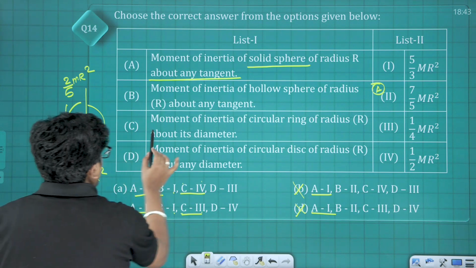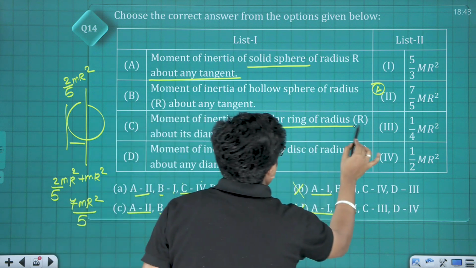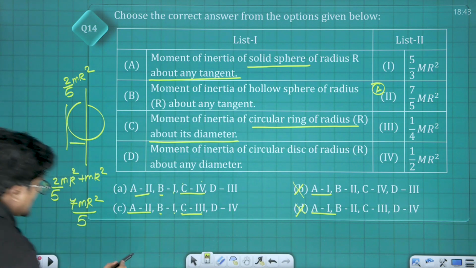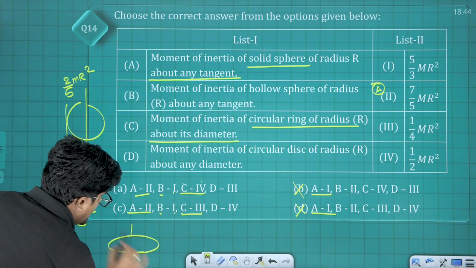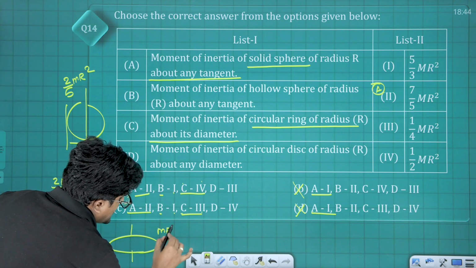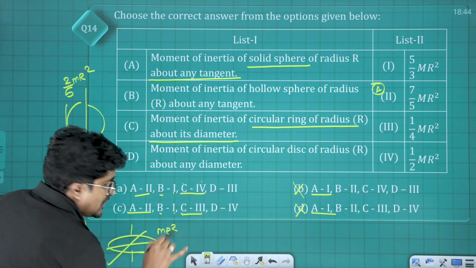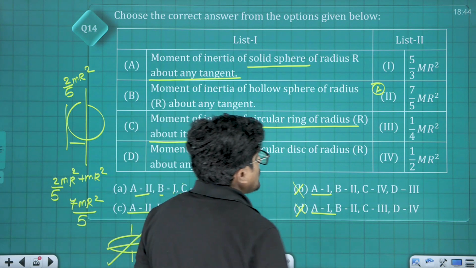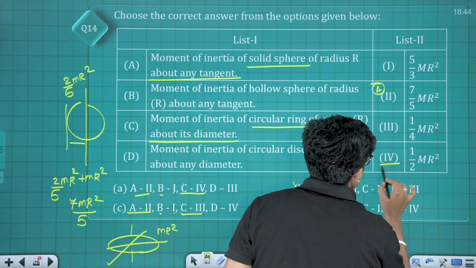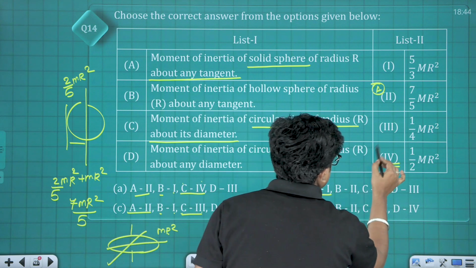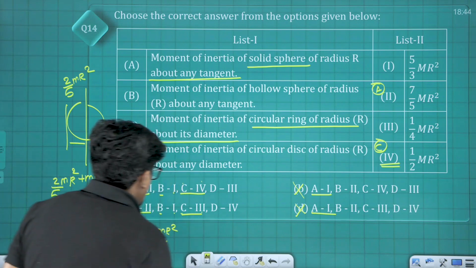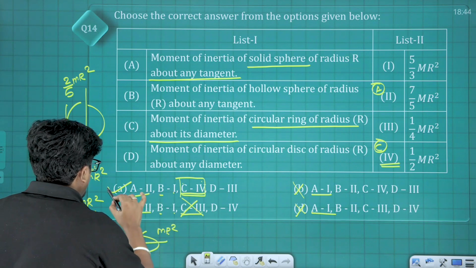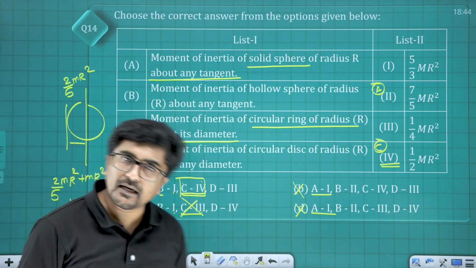What is C? Moment of inertia of a circular ring of radius R about its diameter. Now with respect to the center of mass and perpendicular to the plane, it is mr square, and with respect to the diameter it needs to be mr square by 2. I have got this one, which means C is 4. So C4 means this one. So this is not in the list, which means option A needs to be the correct answer.